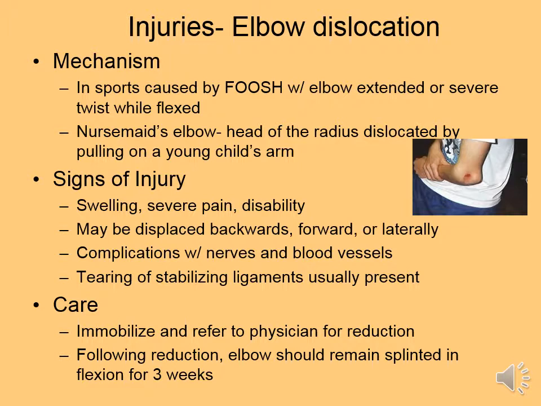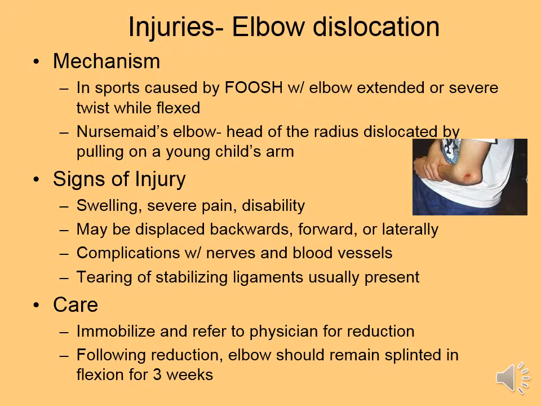Another type of dislocation we can get at the elbow is the radial head dislocating, and that's a little bit more common. We call it nursemaid's elbow, but it primarily happens with little kids, and most often it happens when you're holding the child's hand and you pull on them in some way, either to get them to come along with you, or if they're being swung around by their hands.